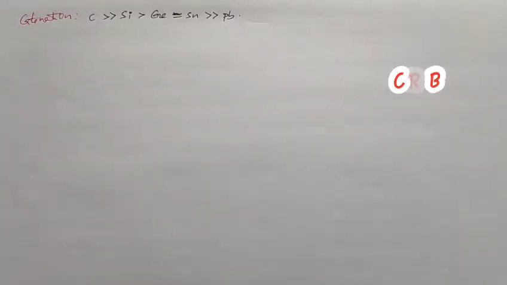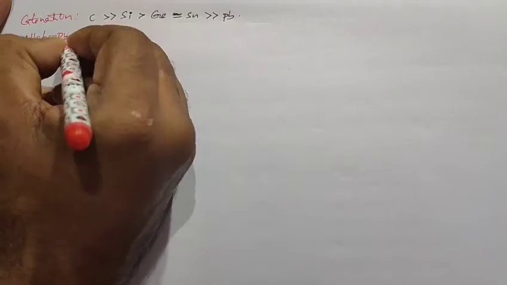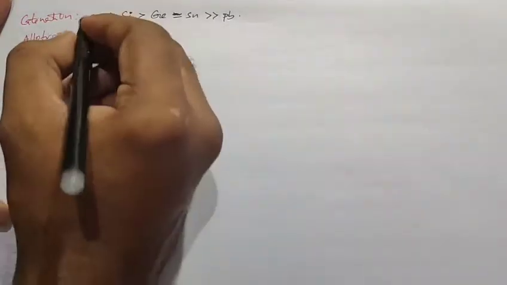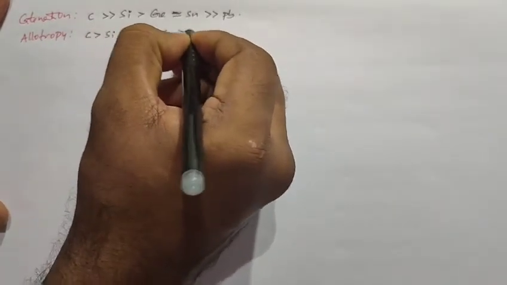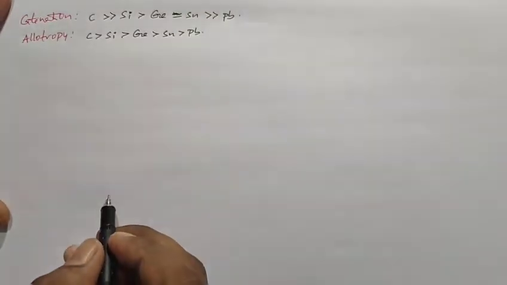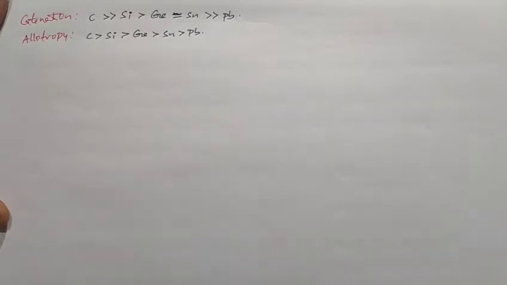Next is the allotropic property. The allotropic property also gradually decreases down the group. Carbon is very high, then silicon, germanium, tin, and lead at last, which is almost negligible. Carbon shows various allotropic forms, both crystalline and amorphous: diamond and graphite are examples of crystalline forms, and coal, coke and charcoal are examples of amorphous forms.